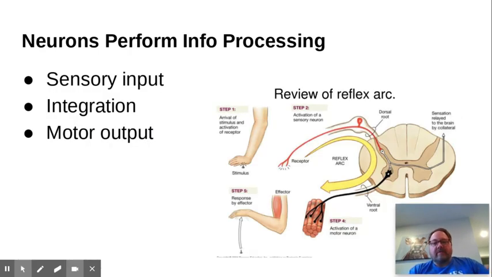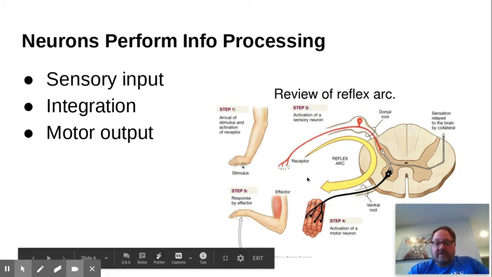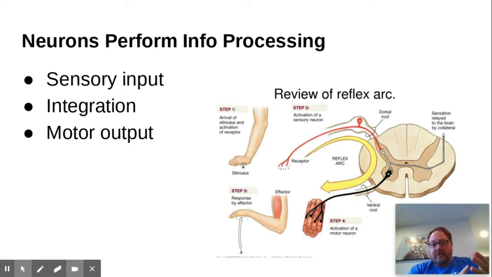Now, what sort of information processing can occur? This puts together a few neurons to show how they behave. So you can have a sensory neuron that detects all sorts of stimuli, change in body temperature, pain, mechanical pressure, whatever the case may be. And then that receptor will fire off an action potential, an electrical signal, that travels to what's called an interneuron.